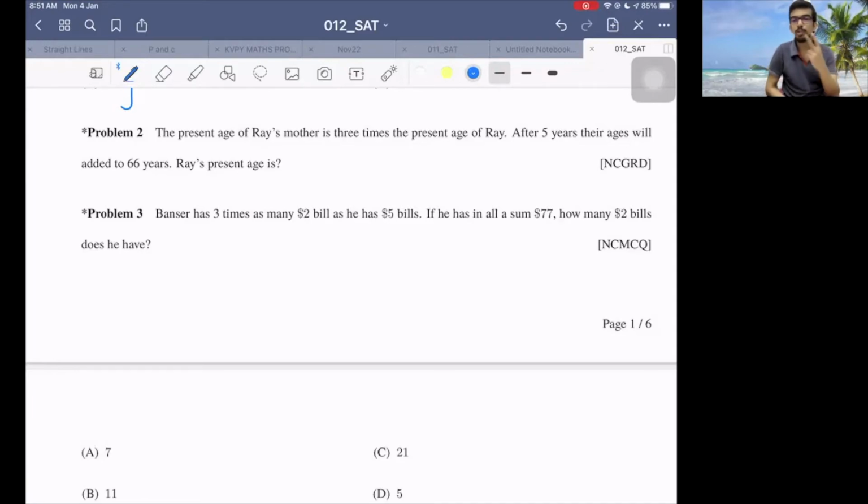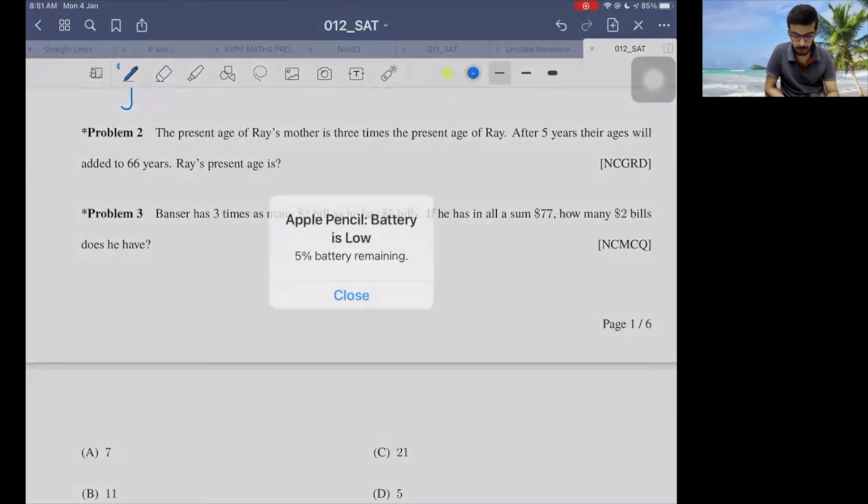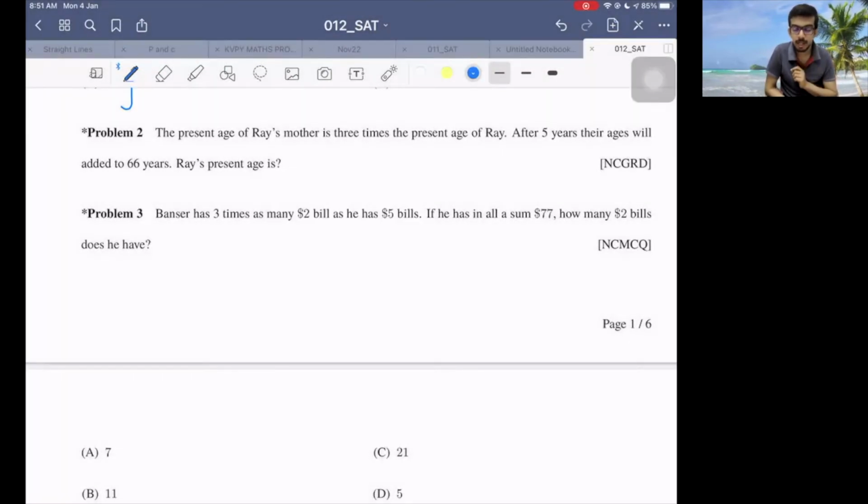Of course, there are two unknowns: Ray's age and Ray's mother's age. But you don't have to actually choose two variables. You can just work it out with one variable and solve the question. That will be quicker and easier.